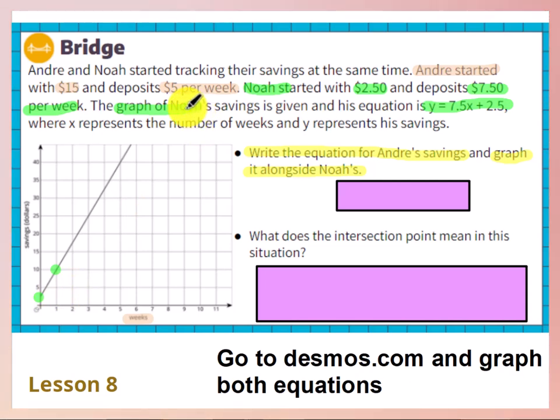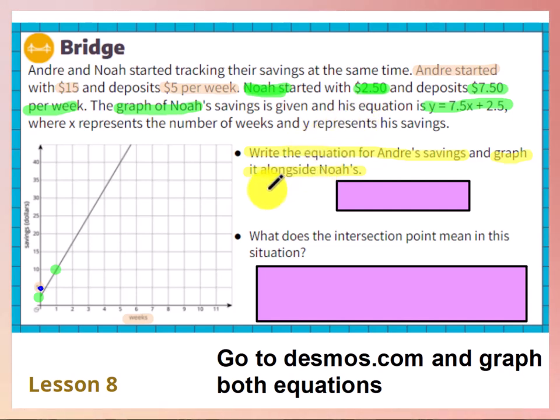All right, now I'm stumbling because I don't know how to explain this, but this is Noah's because he started at 2.50. The y-intercept is 2.50. Okay, I need to write the equation for Andre's. I'm going to switch to a different color. So Andre started at $15, so we're going to start right up here. I'm going to put that y-intercept at 15. So let me draw that point here, and let me write the equation.